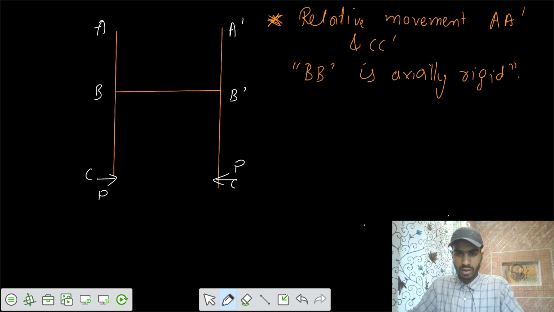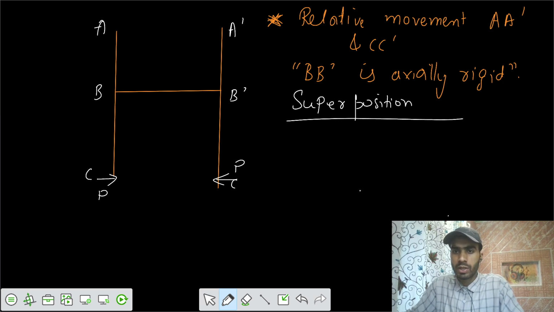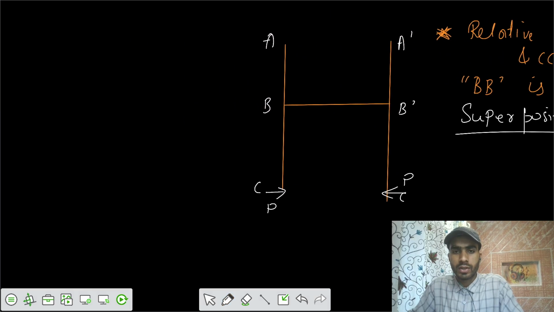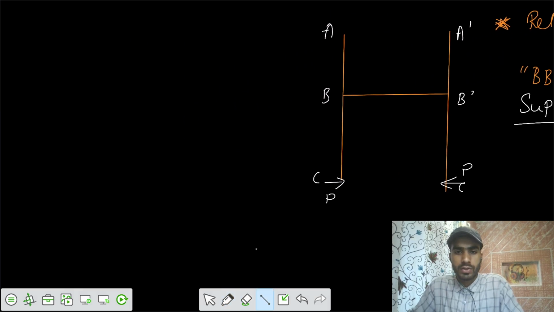So let's start by solving this question firstly by the superposition method. Number one, superposition method. For that we have to get the free body diagram of the entire structure. Let's take that structure into parts. Let's say this is the structure.